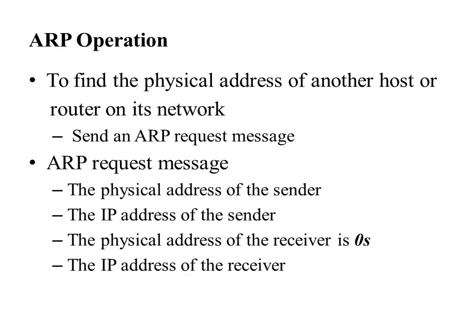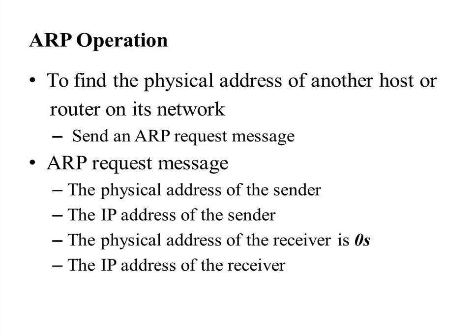Now let us try to understand how exactly ARP works. To find the physical address of any host or router on its network, first you need to send an ARP request. The request says: this is my IP address, I know your IP address, but I don't know your hardware or physical address, please let me know. That request has to be sent.